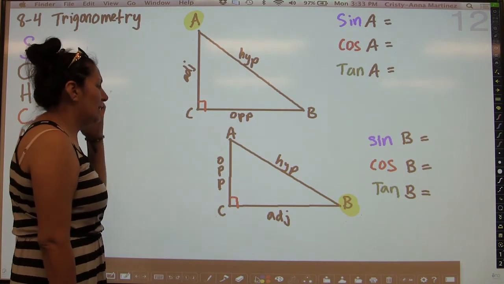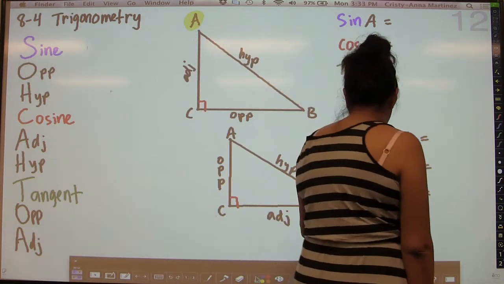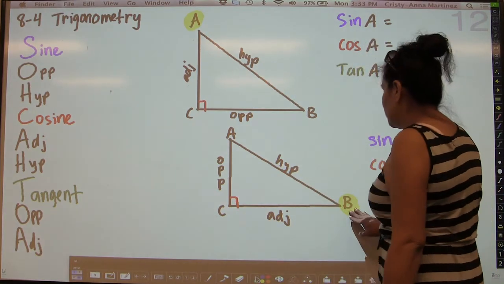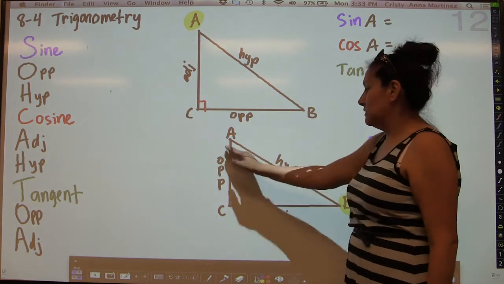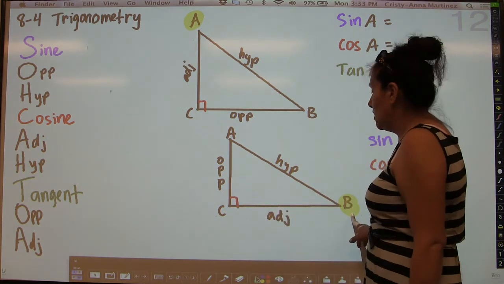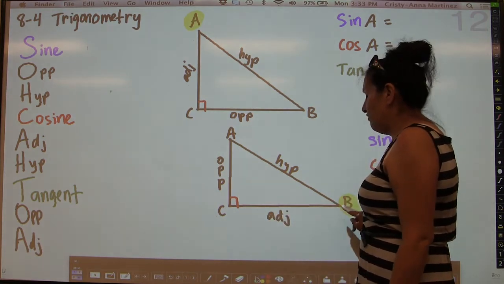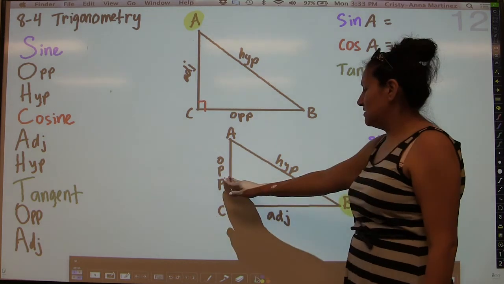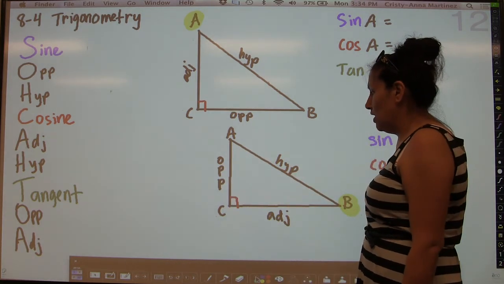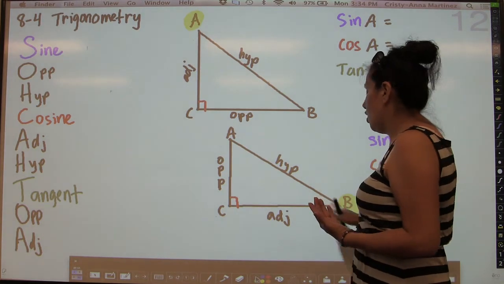In the second diagram, I'm basing it off of angle B. In this case, because angle B is down here, the opposite side is not BC like it was in the first diagram. The opposite side is AC when you're referring to angle B. And then the adjacent side is going to be BC when you're referring to angle B. So basically opposite is going to be the side opposite the angle that you're looking for. The angle names can be different, so just be careful that you always look for the opposite.